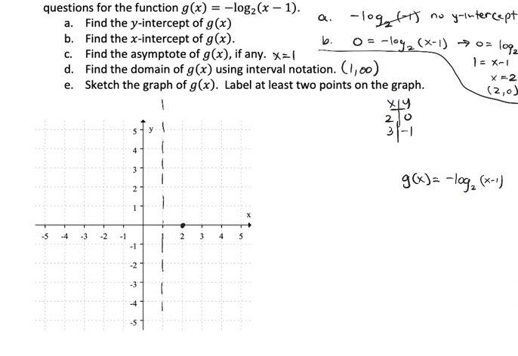So 3, comma negative 1. Now, typically, a logarithm graph looks like this. However, this minus sign flips. This is a vertical reflection, so it flips it vertically. So it's actually going to look like that. That's why we have these 2 points looking like they do, because it's been reflected vertically.